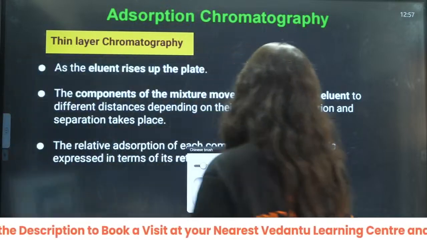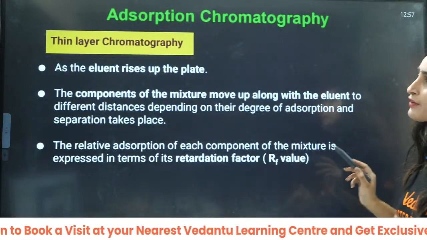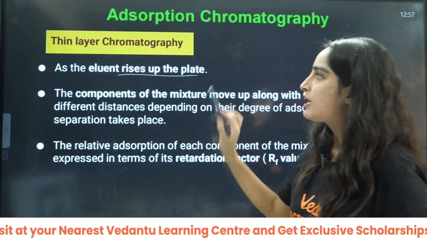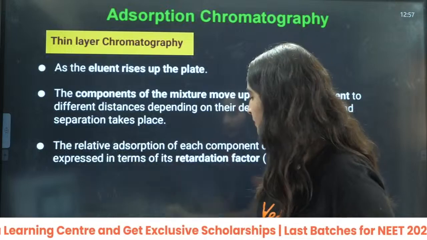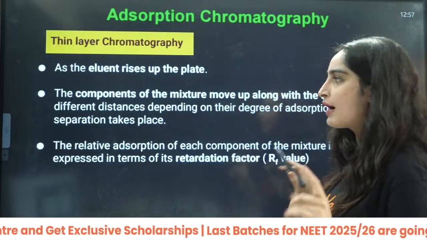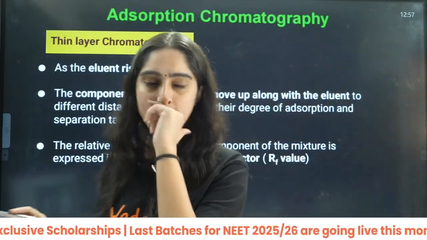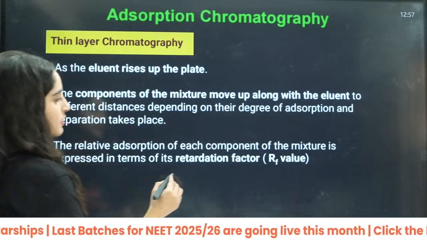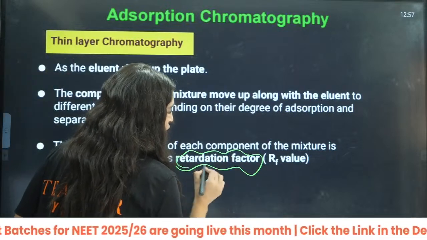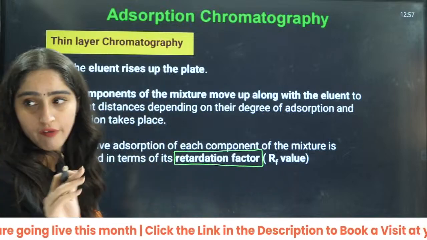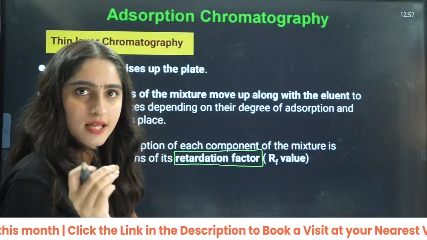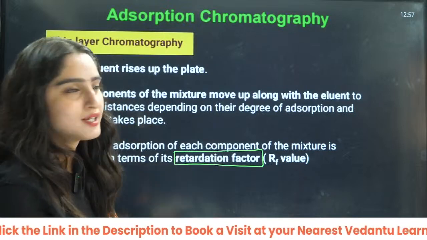Next, as the eluent rises up the plate, beta, this is also important, the eluent is also rising up the plate. That is why we will have one numerical based on this, regarding the retardation factor. They can ask you one question regarding retardation factor. There are some things that are a little twisted but easy only, right?